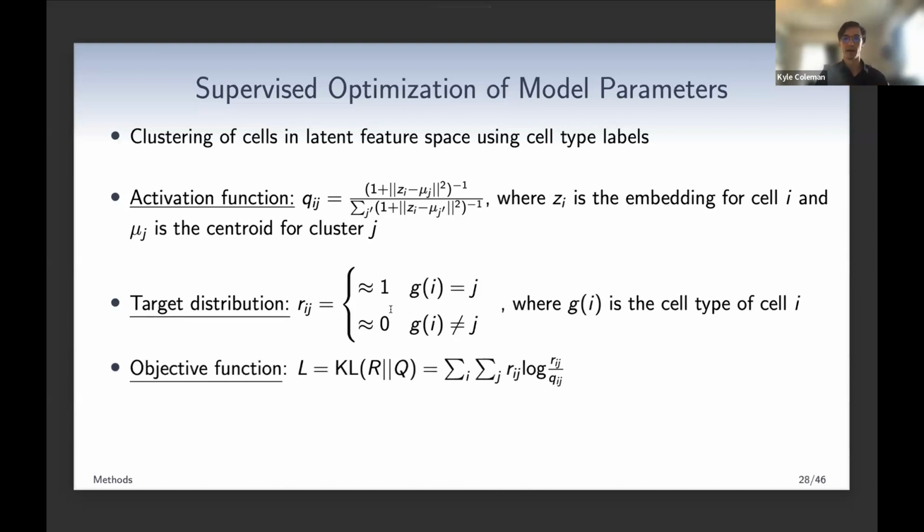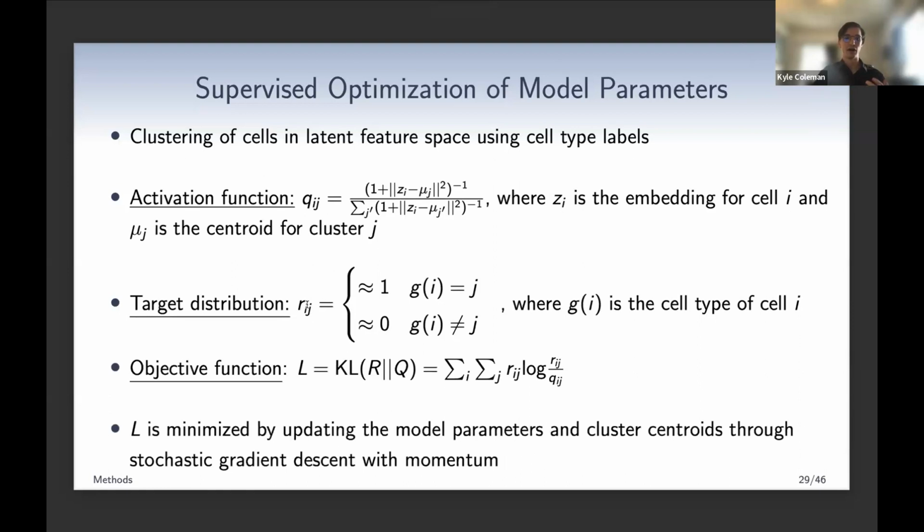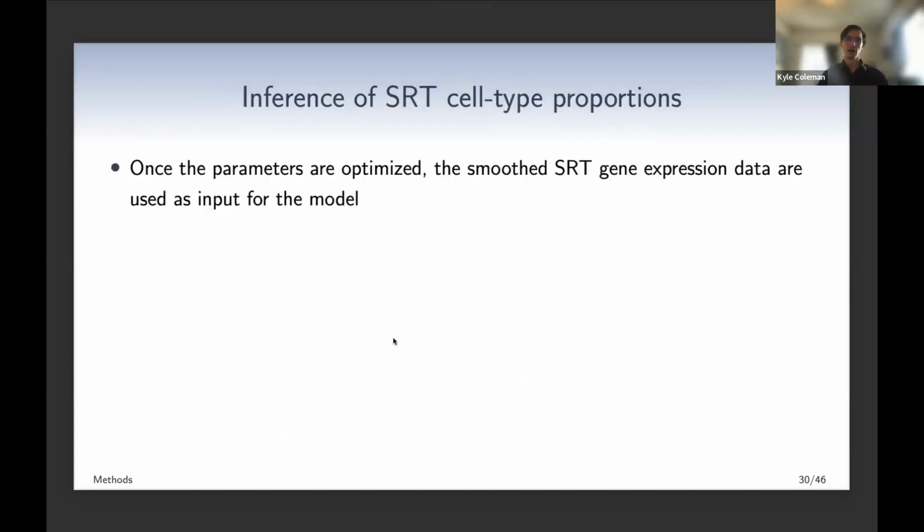The objective function that we're looking to minimize is the Kullback-Leibler, or KL, divergence between these distributions R and Q. We minimize L by updating the model parameters and cluster centroids through stochastic gradient descent with momentum. We train the model either until 2000 epochs are reached, or if the KL divergence between two consecutive iterations decreases by less than 0.01. So if we're not seeing a significant difference in the KL divergence between consecutive iterations, then we'll stop the model training. All right, and that's all for the supervised learning portion of the algorithm. So at this point, our model has been fully trained.